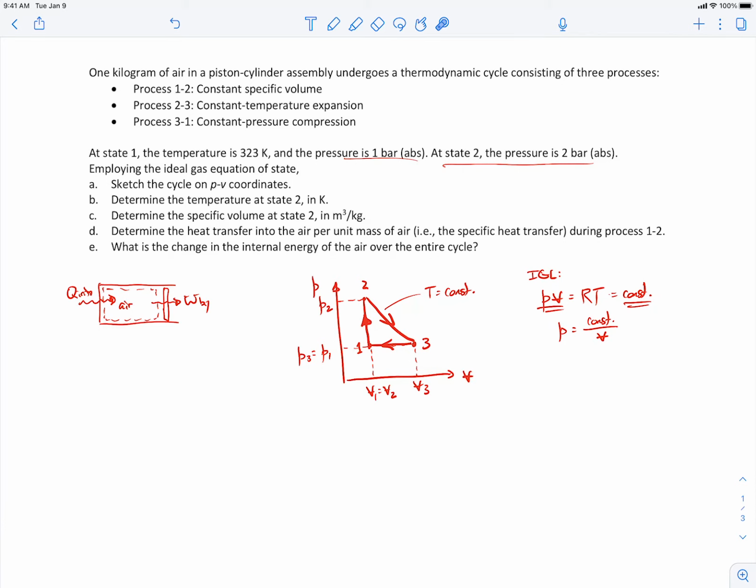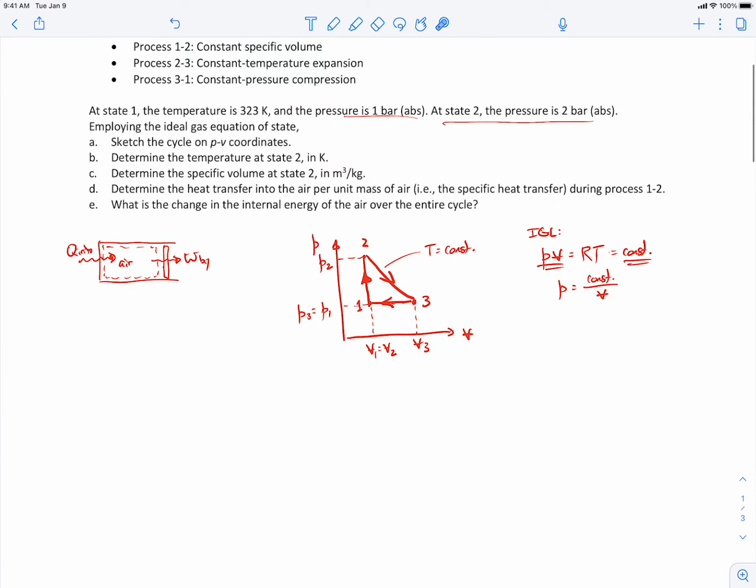Okay. So we're given the temperature and pressure at state 1. That's given up here. Let's determine the temperature at state 2. So we want to find the temperature T2 here. Since I know the pressure at 2, if I can find the specific volume and then use the ideal gas law, I should be able to find the temperature. The reason I'm focused on specific volume is because I know the specific volume at 1 and the specific volume at 2 are the same.